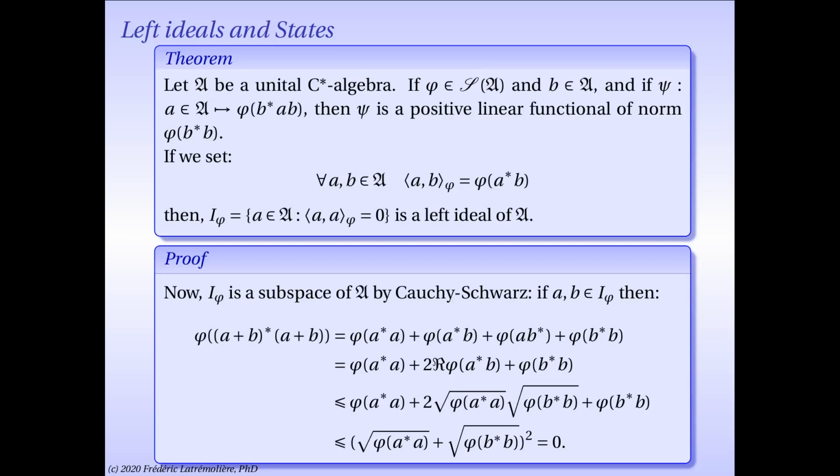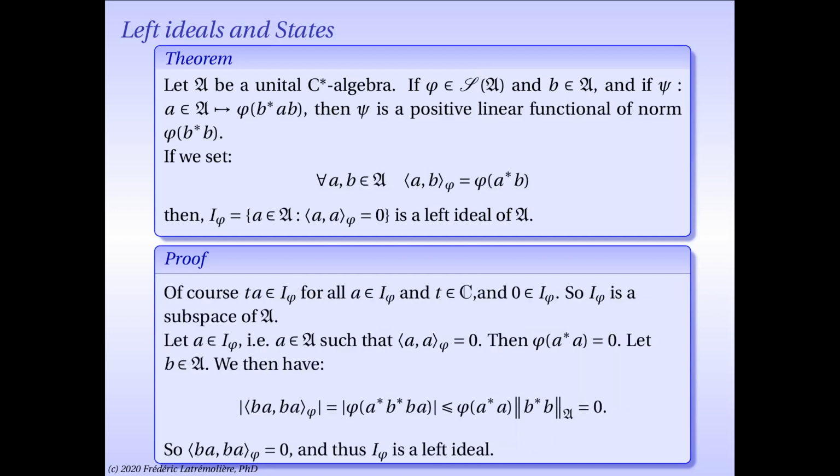And what you know is that since we chose a and b in I_φ, φ(a*a) is 0 and φ(b*b) is 0. So this expression here is 0. And this is all I need, because I know that (a+b)*(a+b) is a positive element in my C* algebra. φ is a state, so φ of that positive element is a positive number, but that positive number is less than or equal to 0, so it's 0. So a+b is indeed in I_φ.